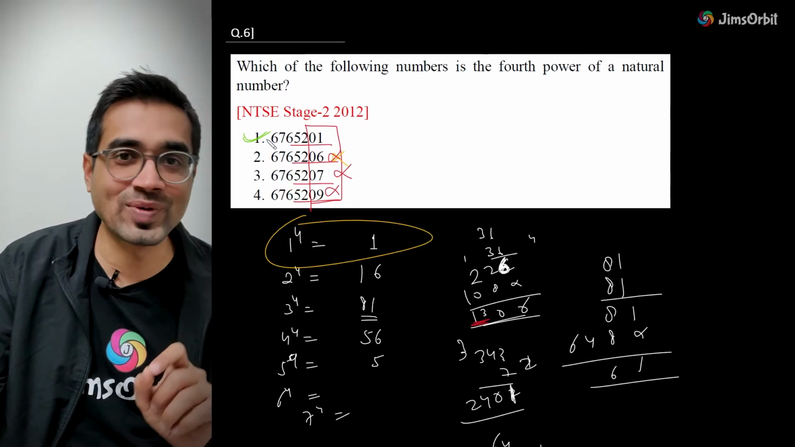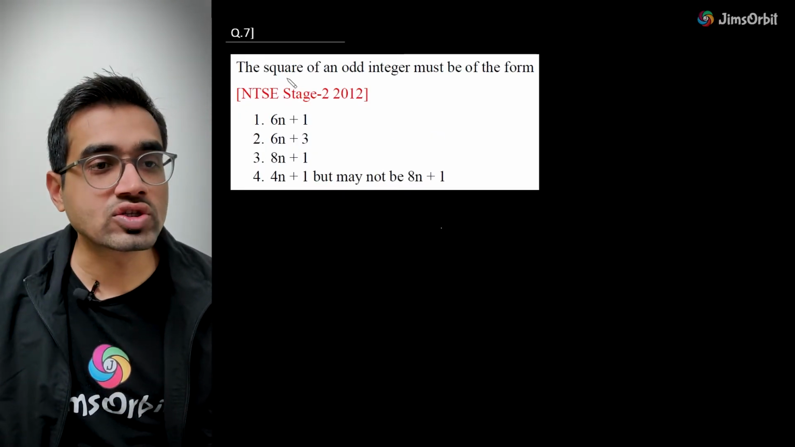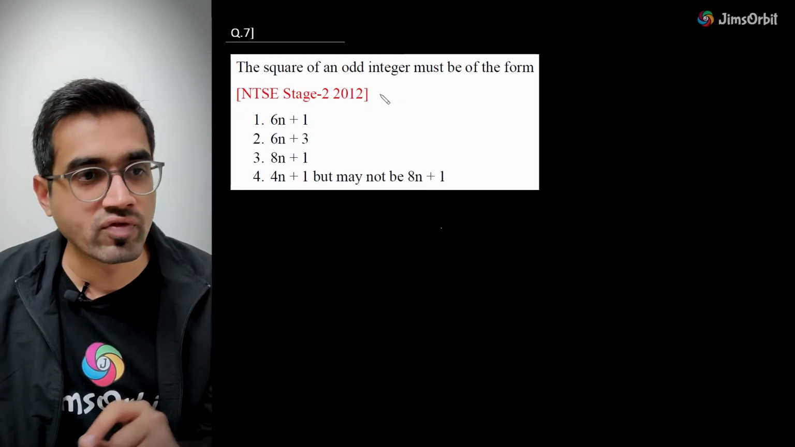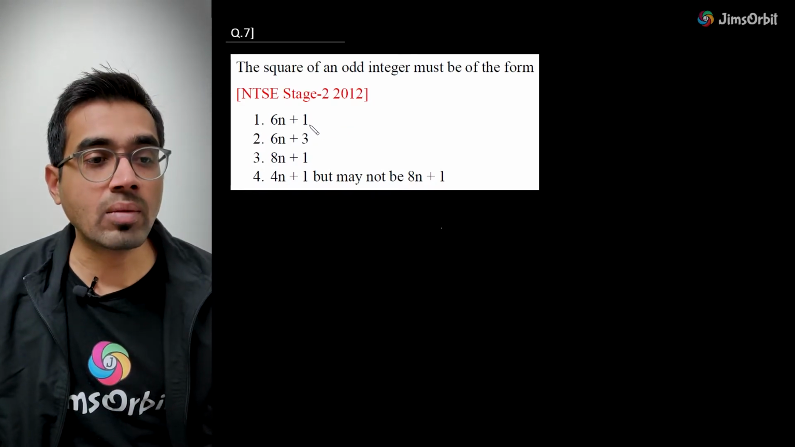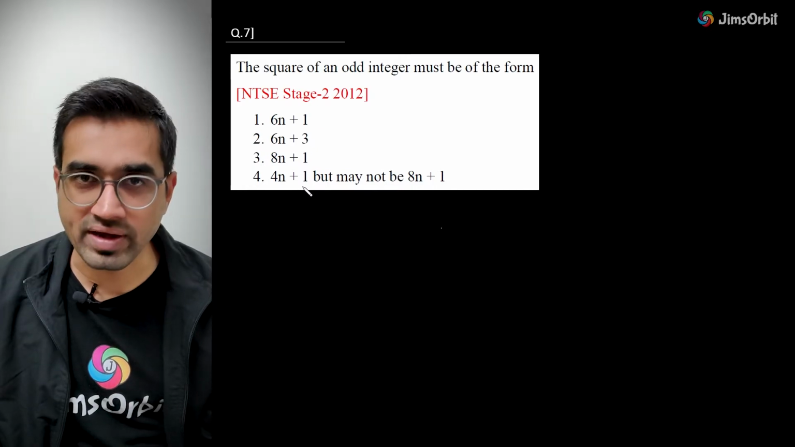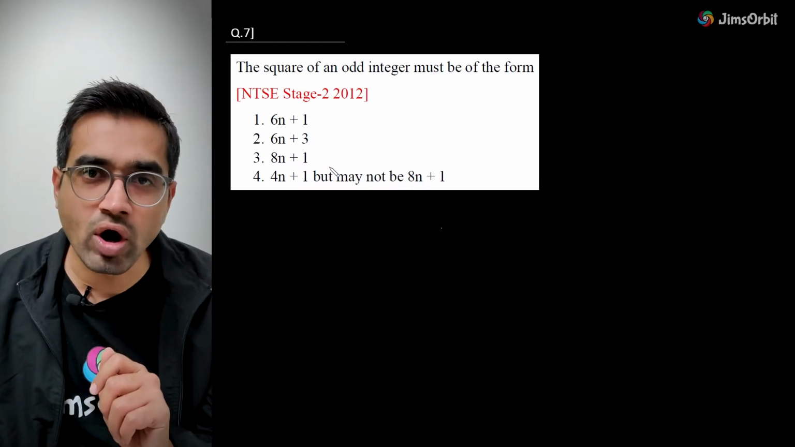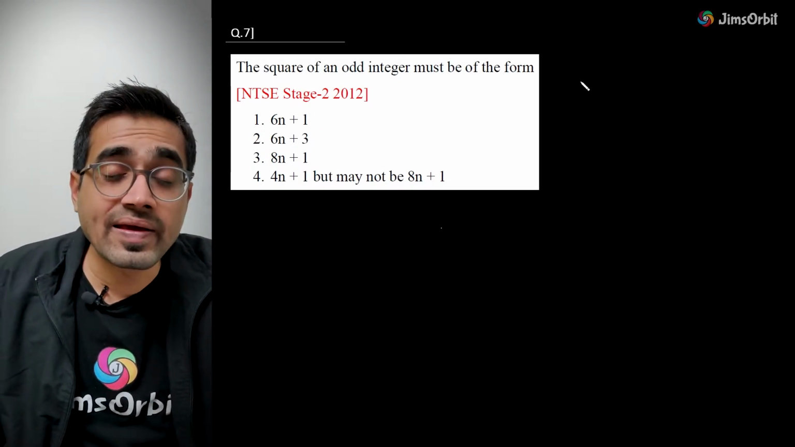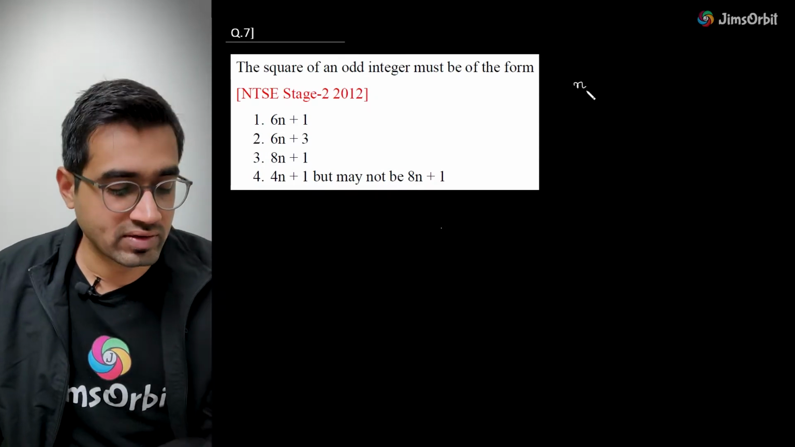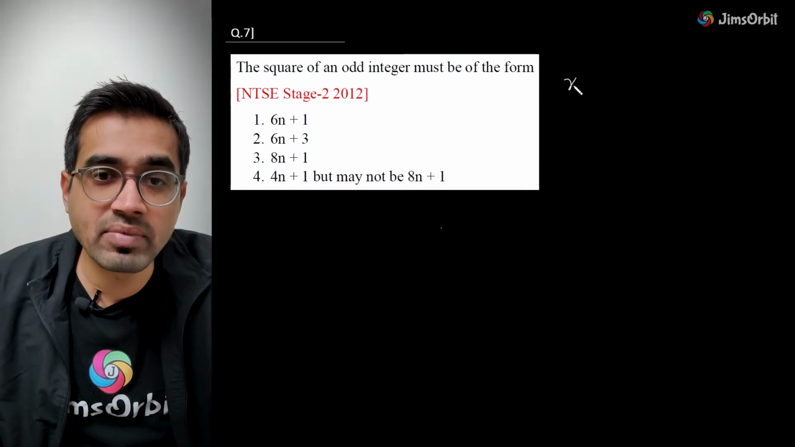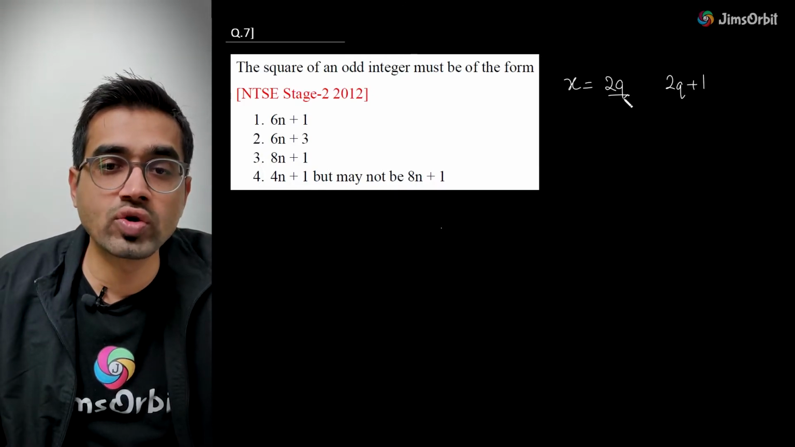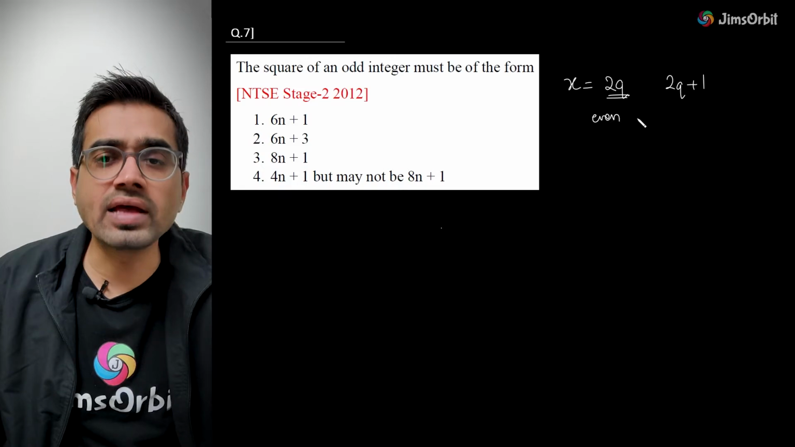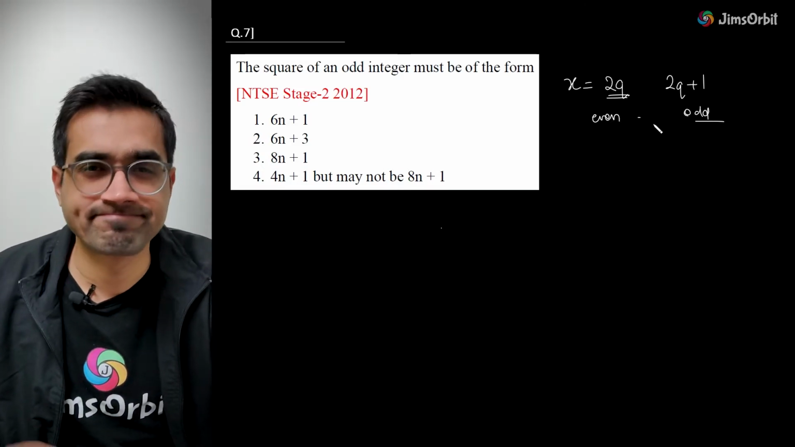Okay, let's do the next one. In question number 7, it's saying that the square of an odd integer must be of this form. In this question, if you notice one thing, most of the options are written in the form of n. In grade 10, you are already taught one thing. A number cannot be taken as n; let's say the number can be in the form of 2q or 2q plus 1. This was told to you as even, and this was told to you as odd.